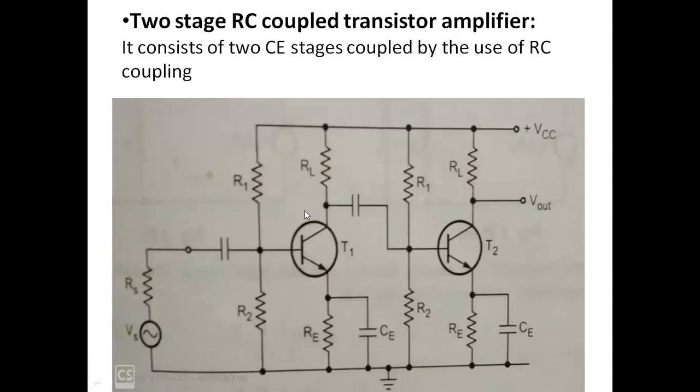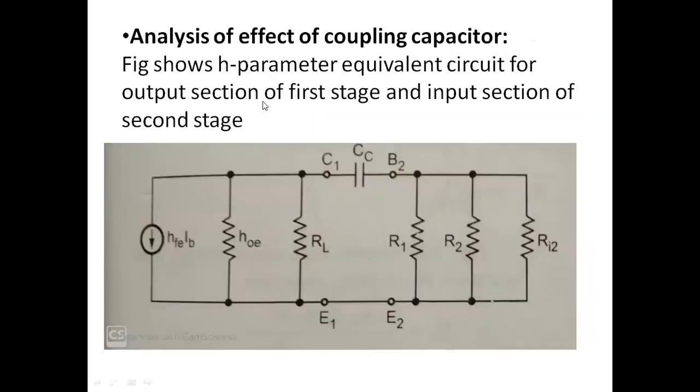Here, this is first stage, this is second stage. In order to draw the H parameter equivalent circuit, we are considering the output section of first stage and the input section of second stage. Here we are finding the value of gain, as well as the effect of coupling capacitor at different frequencies. So in order to find out the effect, we are considering the output of first stage and the input of second stage.